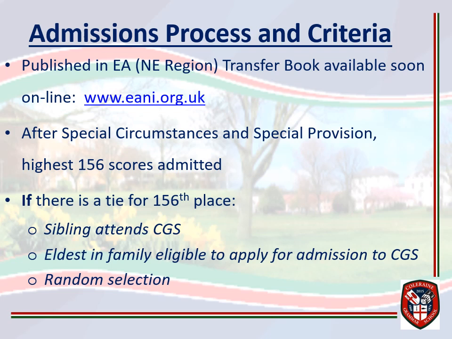apply tiebreaker criteria, which is first of all pupils who have a sibling or child of the family attending Coleraine Grammar School, then pupils who are the eldest in the family who are eligible to apply to the school, and then if we still have not allocated the last place, we use random selection.